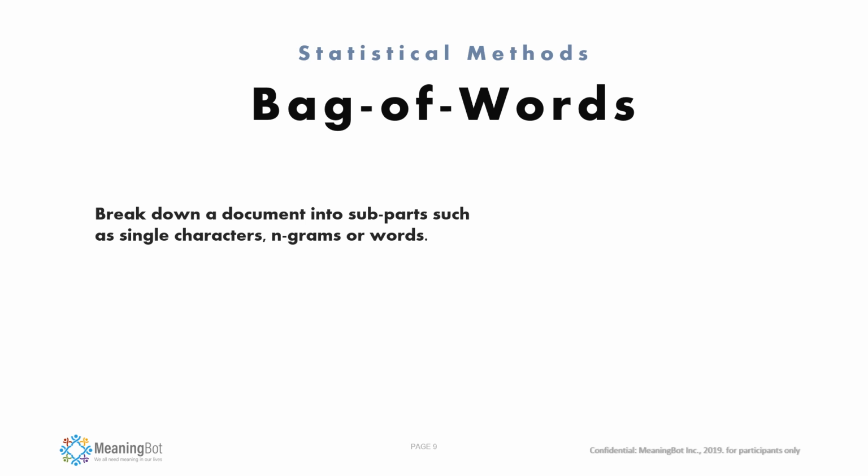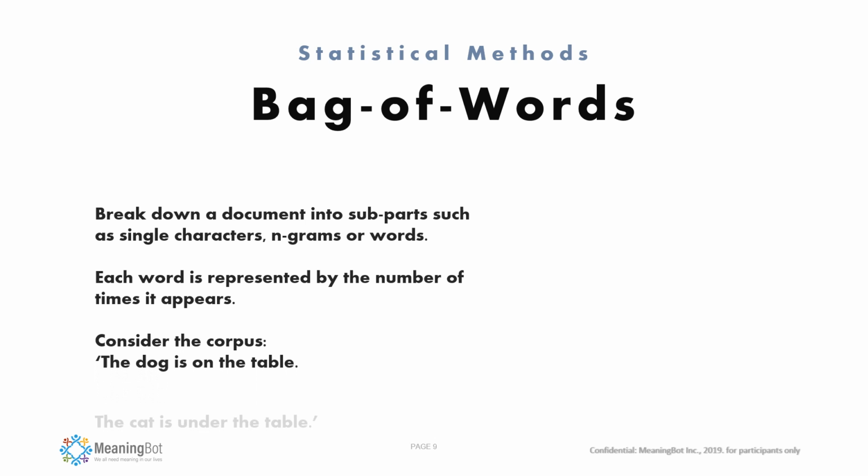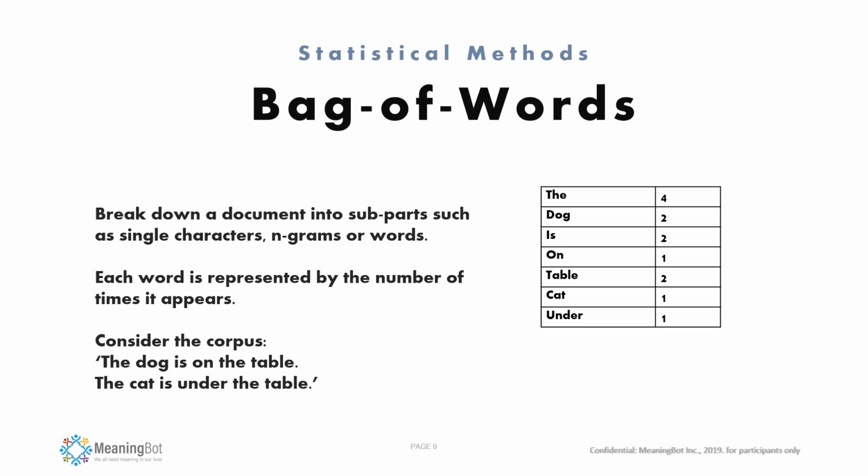This approach is a purely statistical approach for looking at text. And in this approach, we code each word by the number of times it appears. So consider the following 2 sentences as our text corpus. The dog is on the table. The cat is under the table. Here you can see what the bag of words or BoW representation becomes.